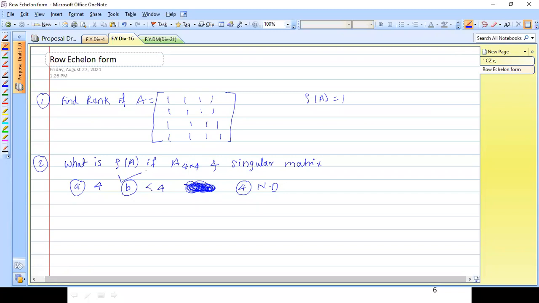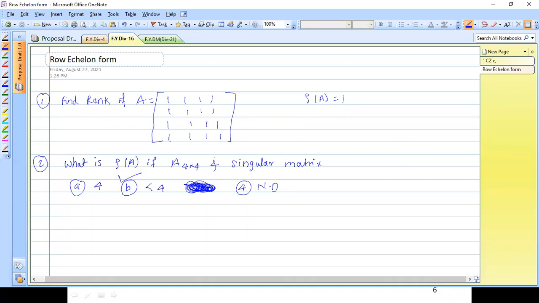Does anyone have any problem in those two particular problems? You are talking about the first question on determinant. This can be taken as an example of the second question. You can take any example, definitely. But my point is, do you know what is meant by singular matrix?